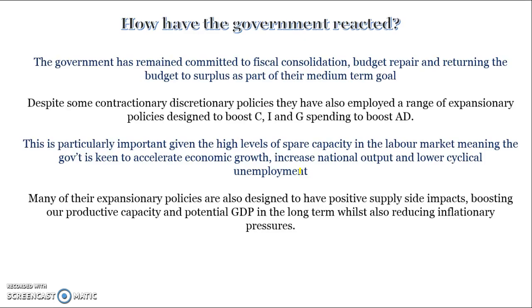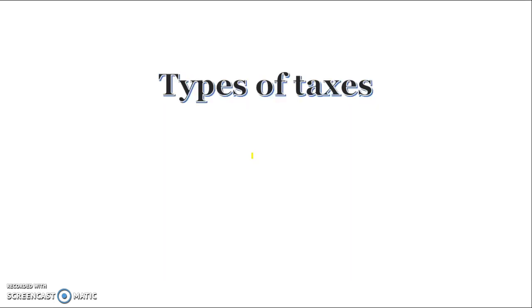So the government has remained committed to fiscal consolidation and budget repair. As part of their medium-term goal, they've implemented some contractionary policies, but given the fact that there's still spare capacity in the labour market and their desire to continue to accelerate economic growth, they've still implemented a lot of expansionary policies which should help to achieve domestic economic stability.